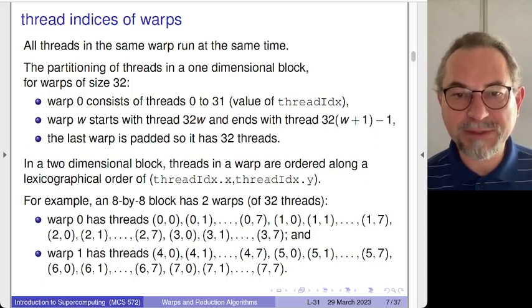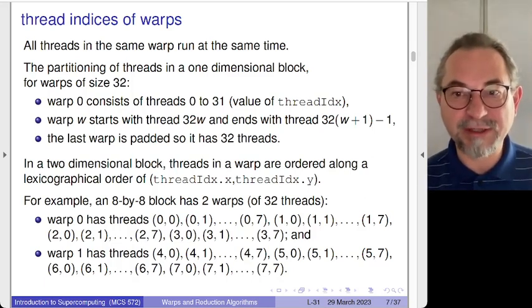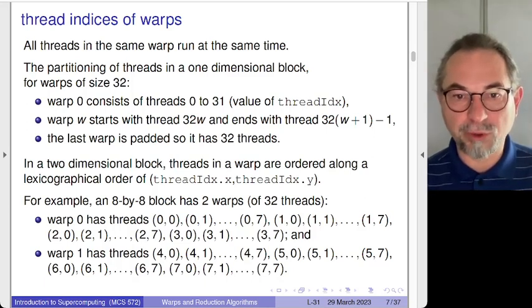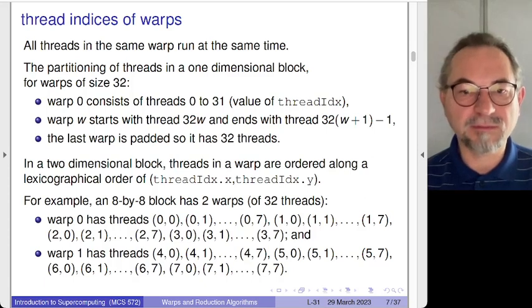So we have 2 warps, and every thread has a first name and a last name. The first name of the thread is the thread index, the position within a block, and the last name is the block index. So there is the threadIdx.x and the threadIdx.y in CUDA, the Compute Unified Device Architecture model that we use on NVIDIA GPUs.